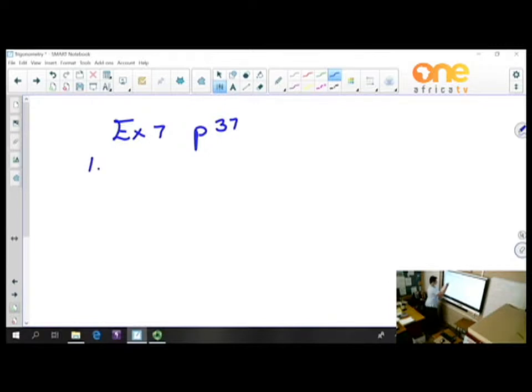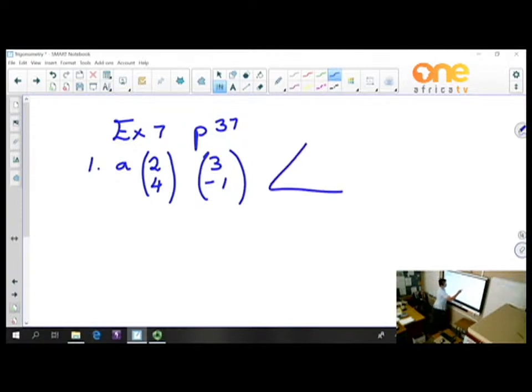So the first one says I have the vectors (2, 4) and (3, -1). So this is still in 2 dimensions. Now, we must find the angle between these 2 vectors. So this is what we want to find, that angle theta there. The vectors will go outside, arms out there.